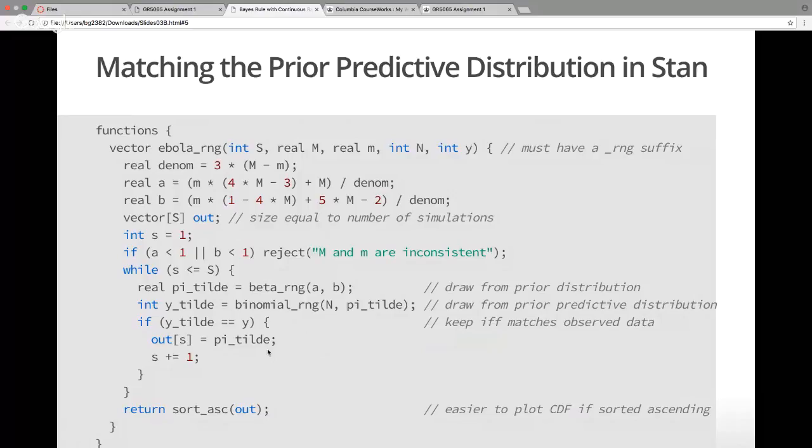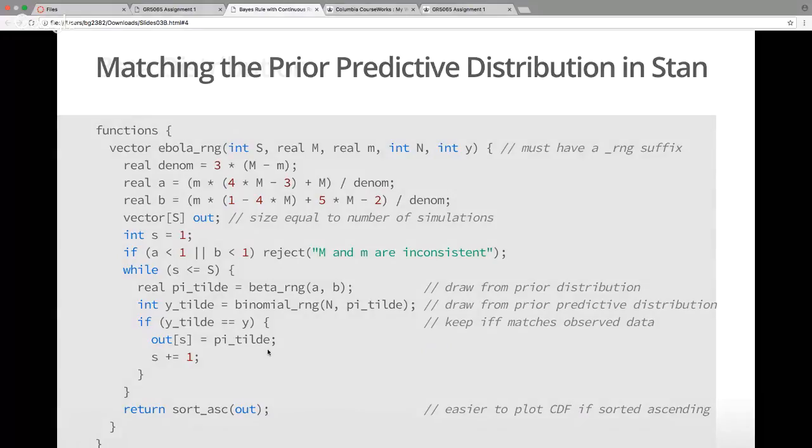In particular, it's going to return S draws, so I need to pass the integer S as one of the arguments to the function. I have real numbers, capital M and lowercase m, corresponding to the prior mode and prior median, respectively, and values for the data: N people with Ebola, and Y, the number of survivors. Those are both going to be integers.